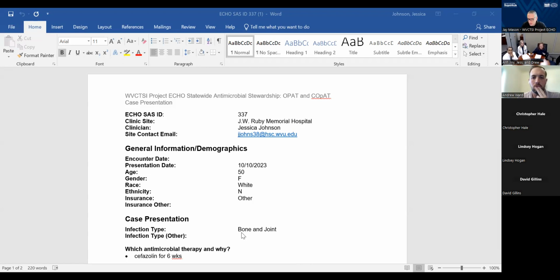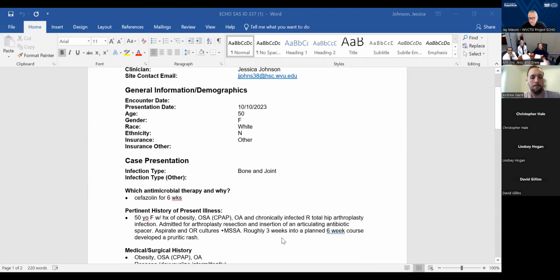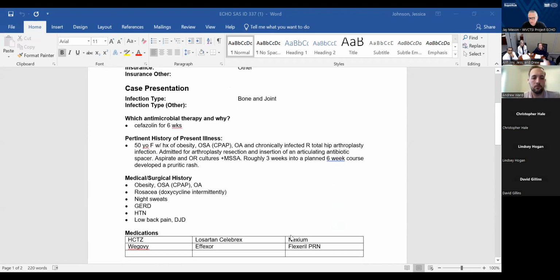Our focus today is highly bioavailable antibiotics, more for the PO round. So I picked out a couple of cases where that came into play. My first patient is a 50-year-old female with a bone and joint infection. She had a chronically infected right total hip arthroplasty and was admitted for a planned insertion of an articulating antibiotic spacer, so resection and insertion of a spacer.